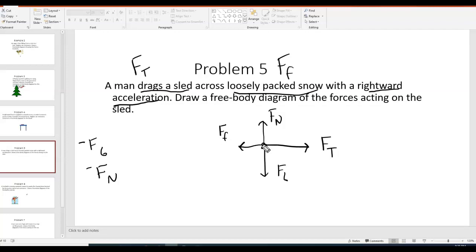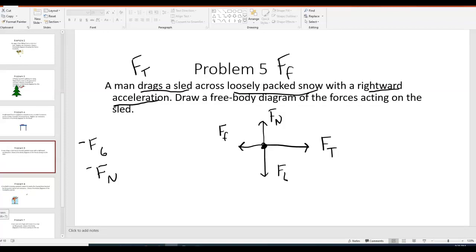Now, what if it said a man drags a sled to the right at a constant velocity? Well, if it's moving at a constant velocity, it doesn't matter if it's moving left, right, up, or down. If it's moving at a constant velocity, the net force must be 0, and then all of the forces would have to balance out.